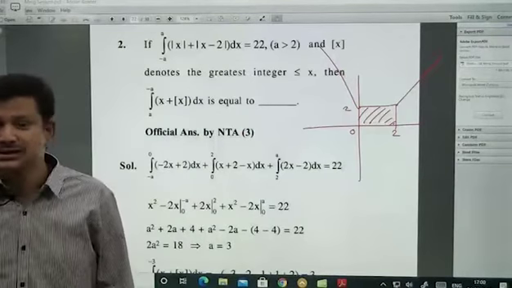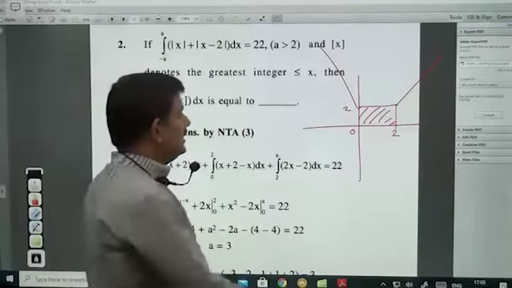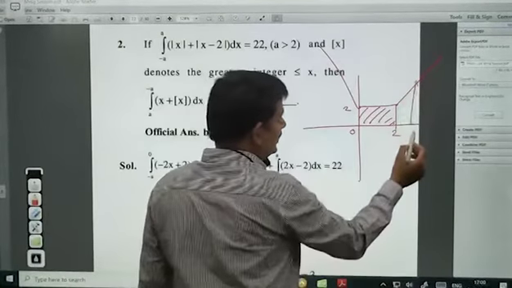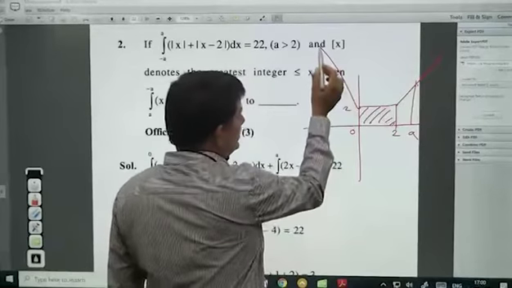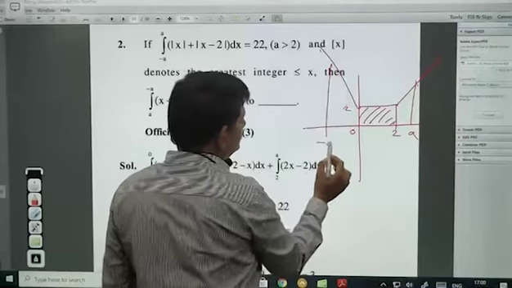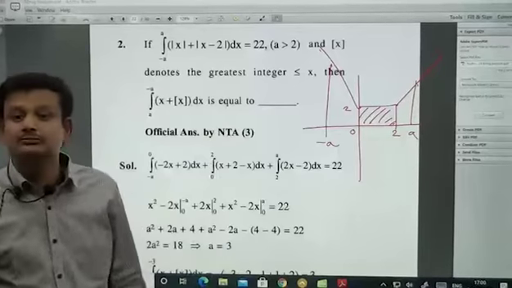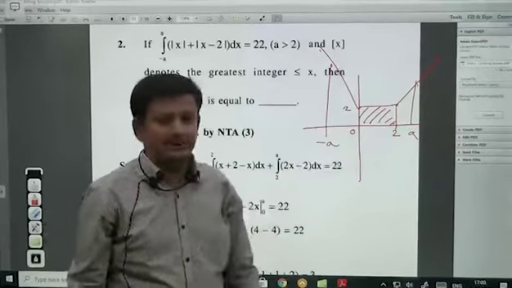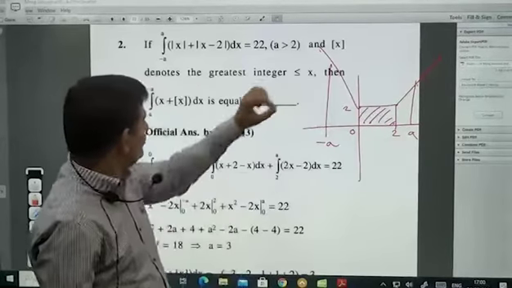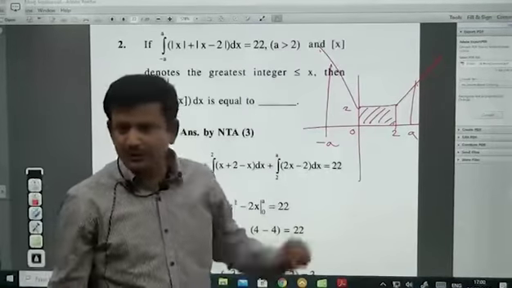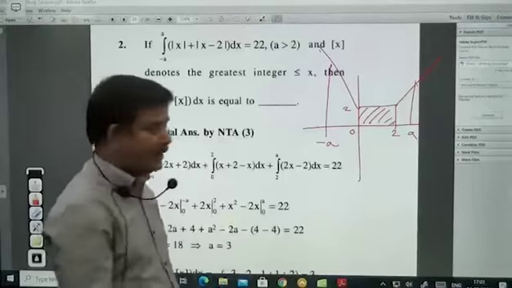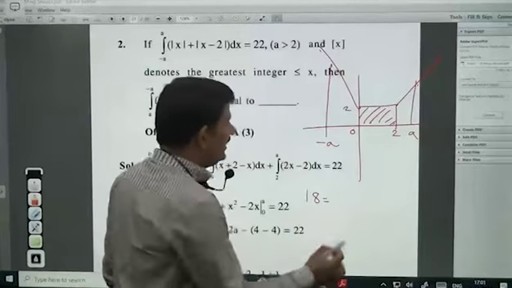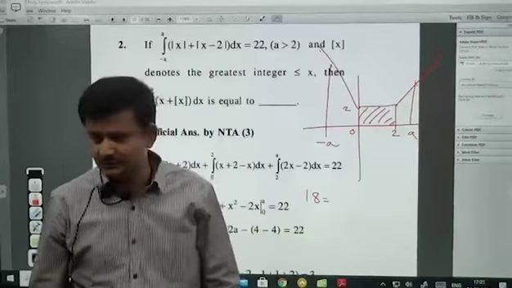This area is 4. A is greater than 2, so A will be somewhere here. So minus A will be somewhere here. Okay. What is this area? These are two trapeziums. Total area is given to be 22. From the 22, if you remove 4, how much is removed? 18 is left. 18 is the sum of these two trapeziums.